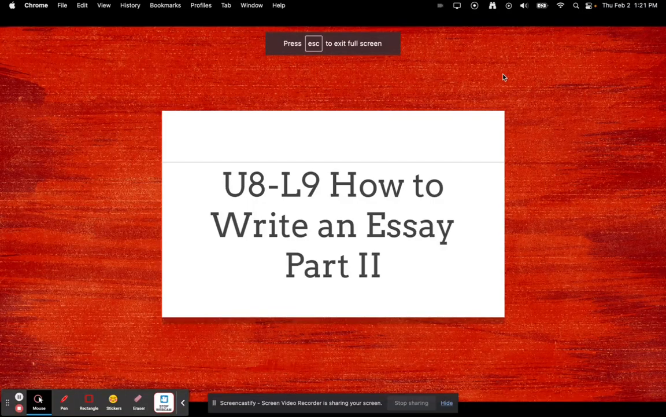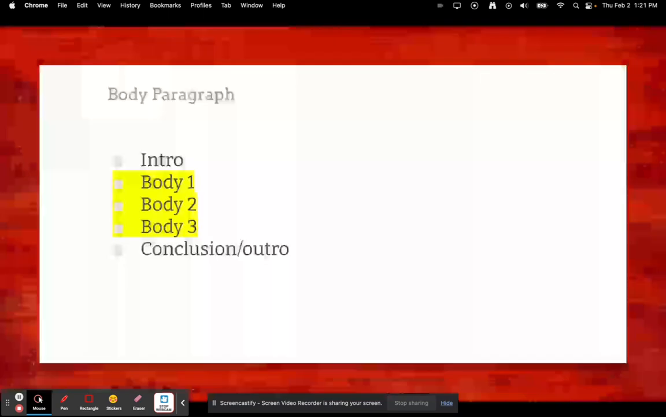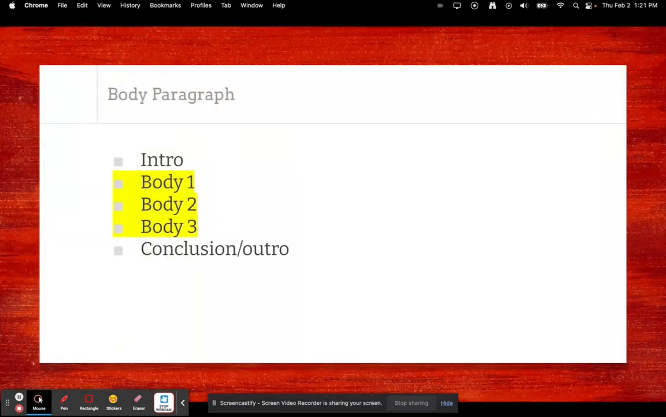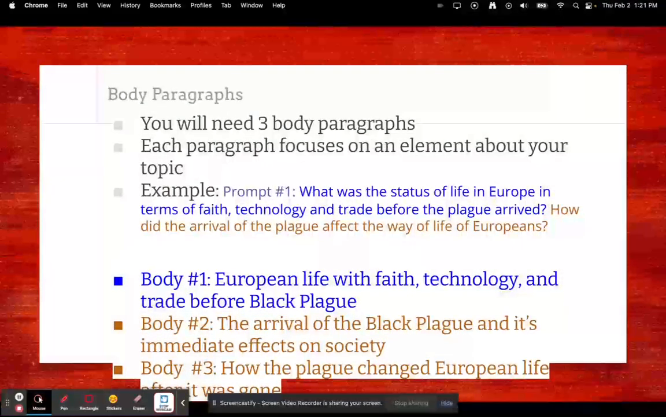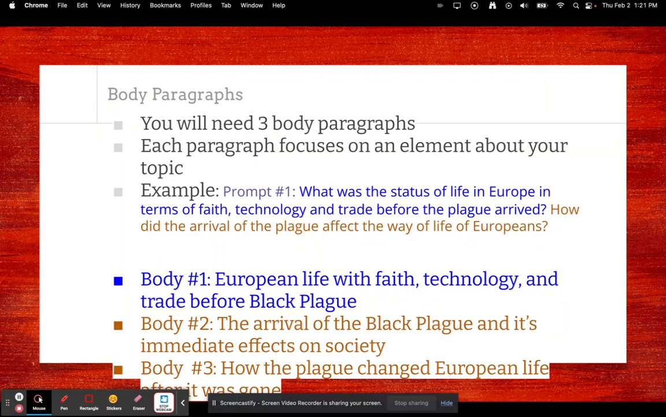All right, now we are going to do U8-L9, how to write an essay part 2. Today we are going to talk about the body paragraphs and the conclusion as well, but let's just focus on the body paragraphs right now. You will need 3 body paragraphs total, okay? Each paragraph focuses on an element about your topic.